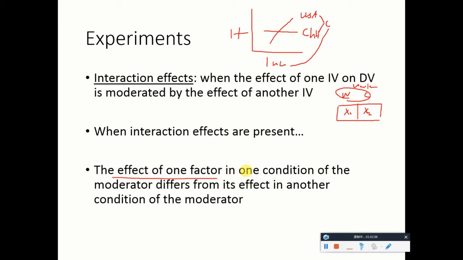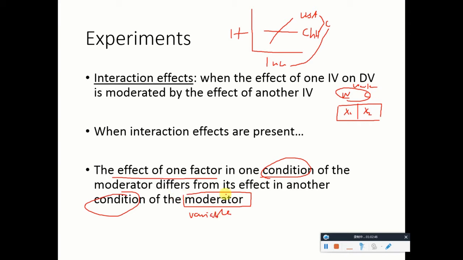All right, then what about this sentence? In one condition of the moderator, and that is different from its effect in another condition of the moderator. Well, first of all, we should know that a moderator is just a variable, like country. And here the country has two conditions. One is USA, second is China, right? So the variable, of course, will have at least two conditions, two values. That's the first value of this moderator, this variable, and that's the second value of this moderator or this variable.